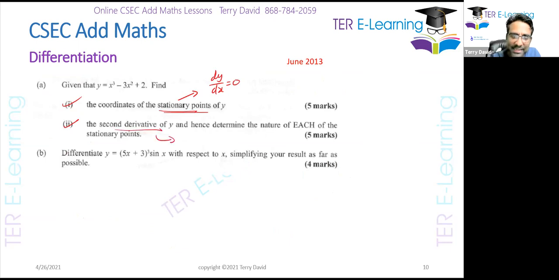Whenever they ask you for the second derivative, what they mean is d2y dx squared. Now don't get too confused with this. All they're really asking you to do is to differentiate a second time, right? So the expression you have for dy dx, you're going to differentiate it again. And they said, hence determine the nature of each of the stationary points, right?